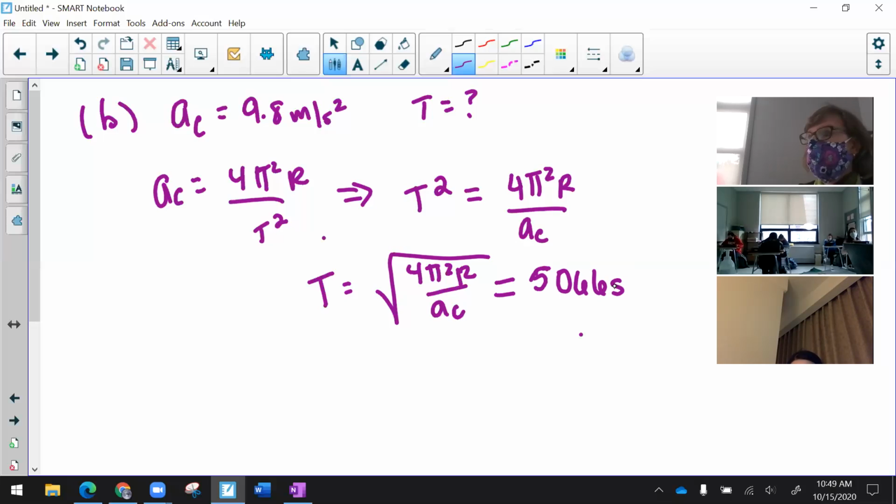Well, let's just leave that there for a moment. Is this what everybody got? All right. So I don't really have a feel for how long that is. 5,000 seconds doesn't really mean a lot to me. So why don't we try converting it to minutes and then see if that's something that we can wrap our brains around. So what's this period going to be in minutes?